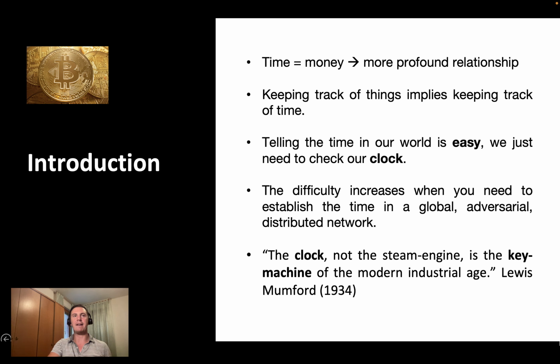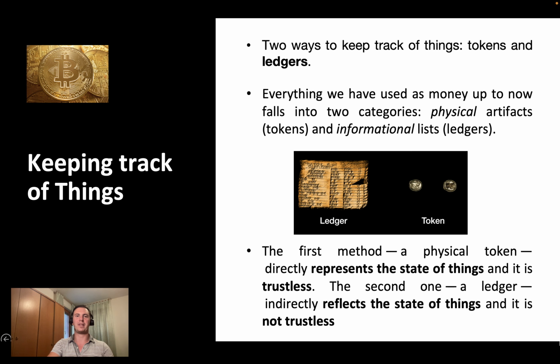Timekeeping devices have transformed civilizations more than once. As Lewis Mumford pointed out in 1934, it was the clock, not the steam engine, that is the key machine of the modern industrial age. Today, it is again a timekeeping device that is transforming our civilization. A clock, not computers, is the true key machine of the modern informational age. And this clock is Bitcoin. We will see in the next videos why.